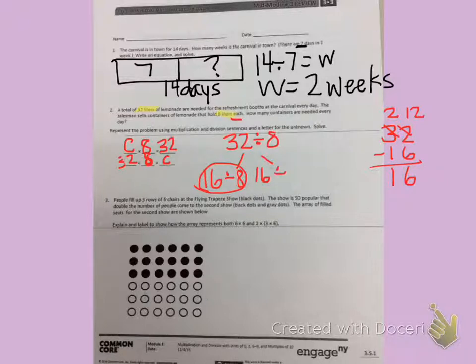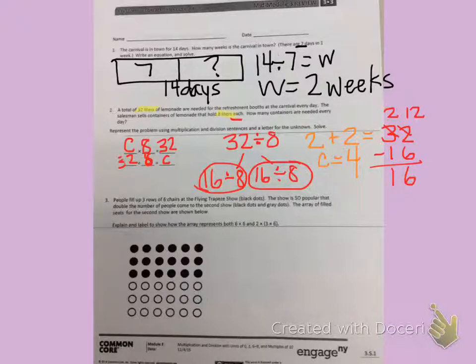So I'm going to solve 16 divided by 8 twice. I'm going to start with counting by 2s to see if I can get to 16 8 times. 2, 4, 6, 8, 10, 12, 14, 16. Oh, that does get me to 8 fingers sticking out. So I know 16 divided by 8 is 2. I can add those 2s together and figure out that C equals 4. They're going to need 4 containers every day.